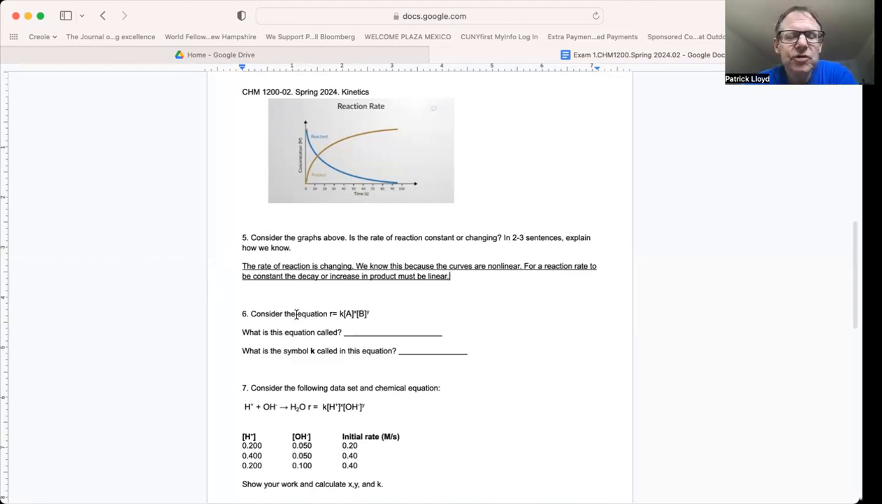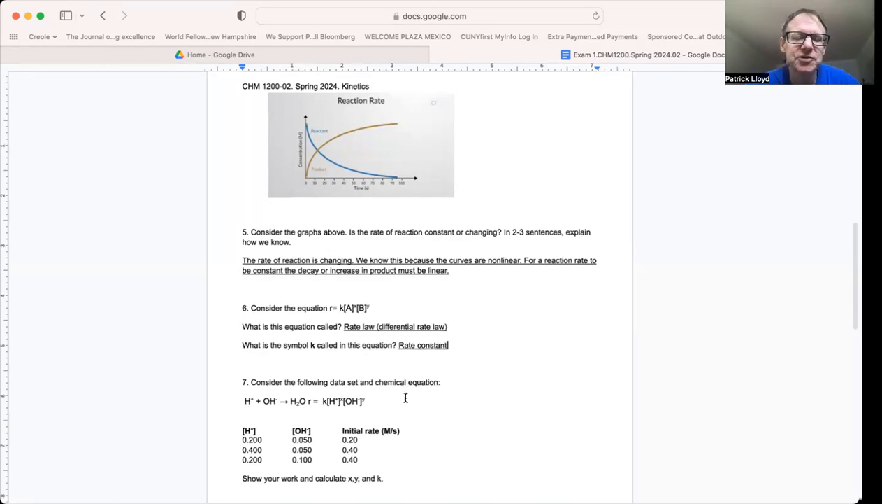Okay. So number 6, consider the equation. That's a mathematical equation, right? R equals k times the concentration of A to the x times the concentration of B to the y. Those are presumably reactants. What's it called? Well, that type of equation is called a rate law. Now, if you want to be technical about it, we can actually call it a differential rate law, and that differentiates it from the integrated rate law. What is the symbol k called? Well, that's called the rate constant.